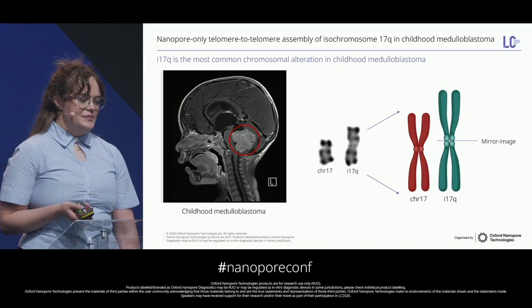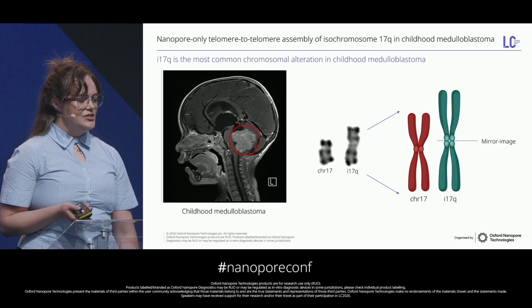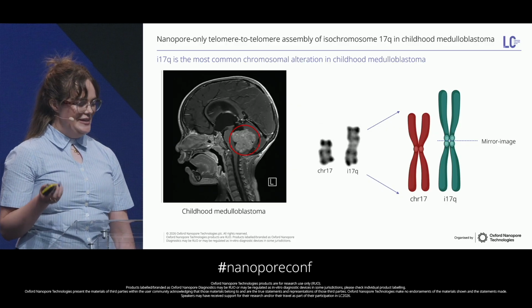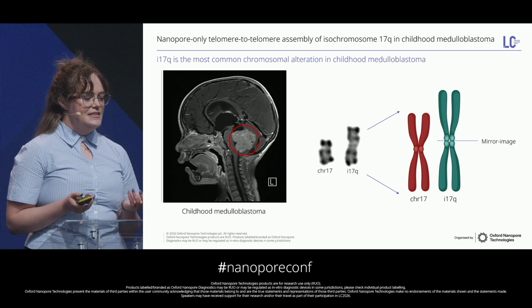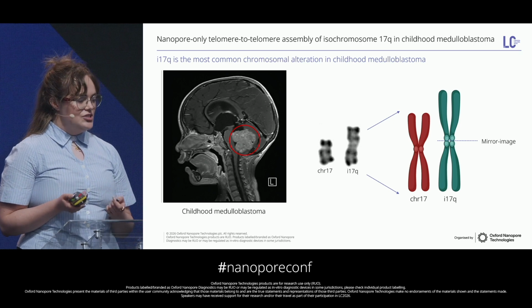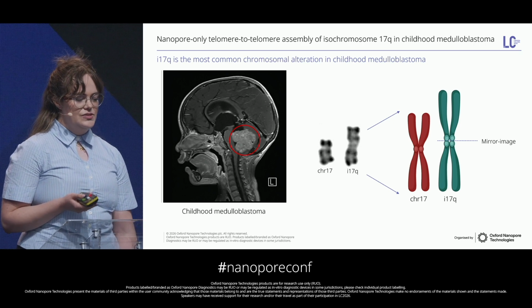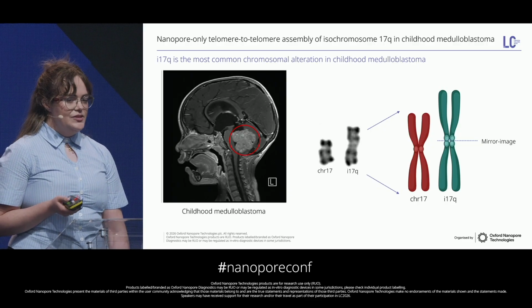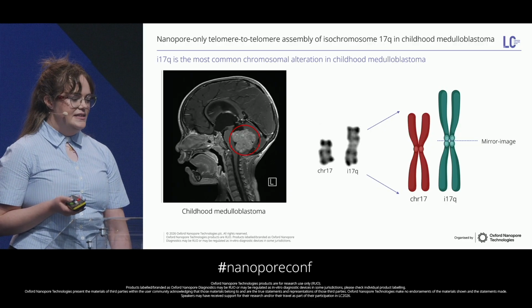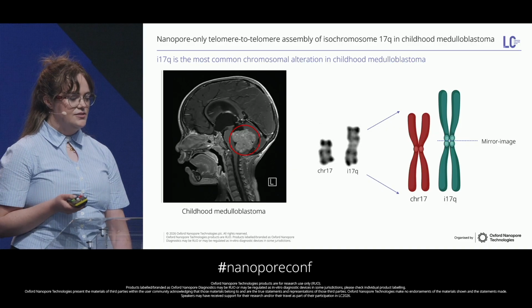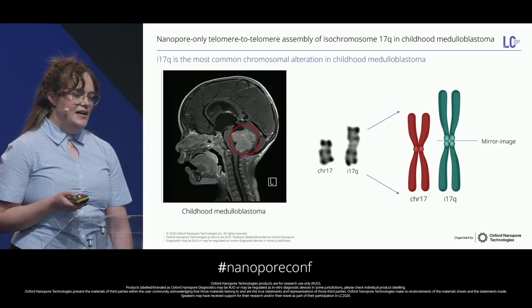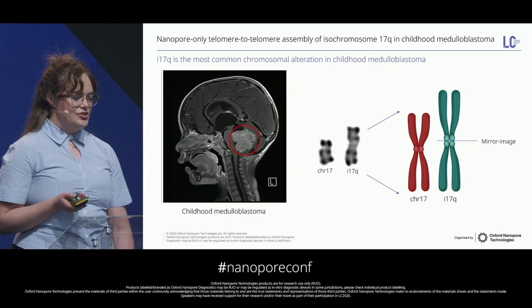Isochromosome 17q is where chromosome 17 loses its short p-arm, and the rest of the chromosome is duplicated, resulting in this mirror image structure, which has two 17q arms and often two centromeres. It's the most common chromosomal abnormality in childhood medulloblastoma and is used as one of the molecular features to risk stratify patients. However, we do not understand the structure of isochromosome 17q.